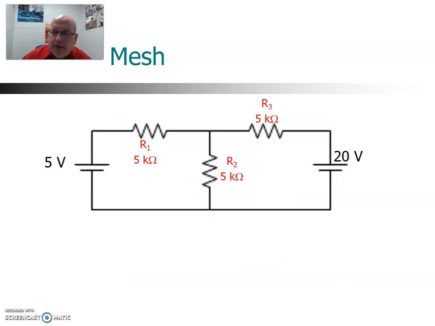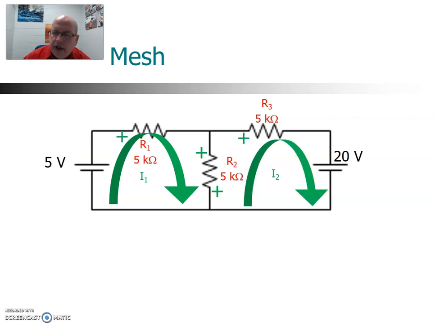All right, one more example here. We have a 5-volt source and a 20-volt source. Again, we're going to assign our mesh currents. Usually I do I1 on the left and work my way left to right. And so I'll do that. I1 is there, I2 is there, okay, and add my polarity markings.